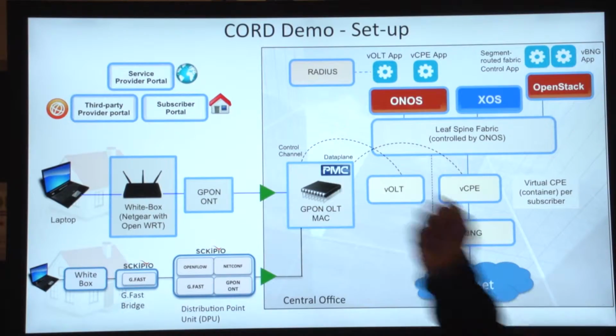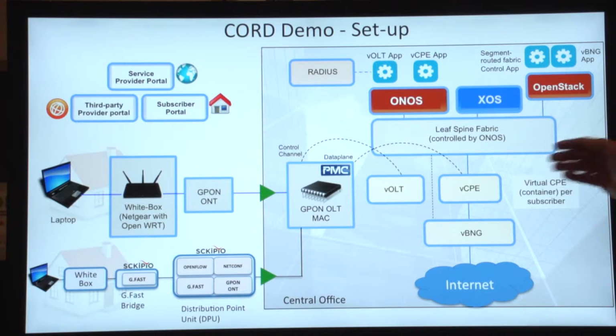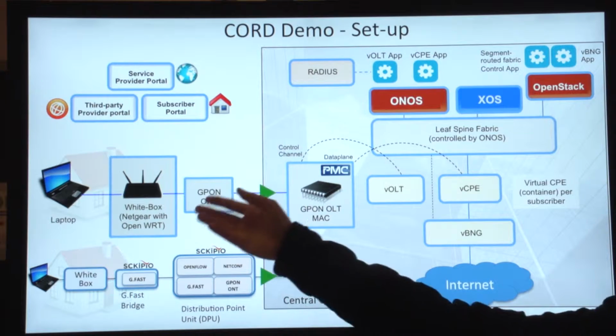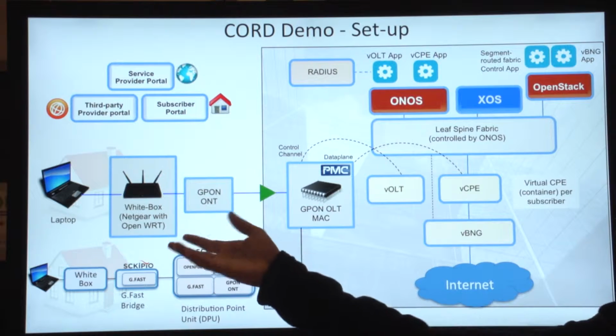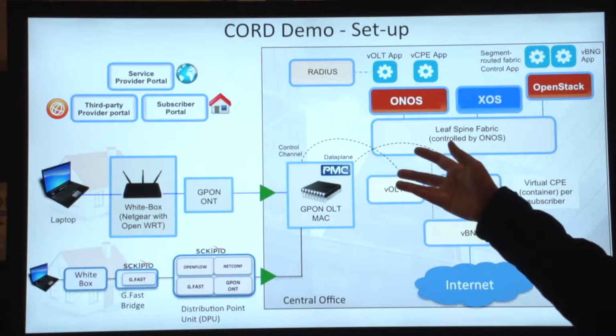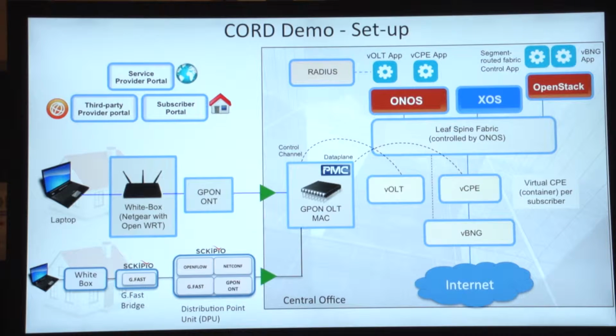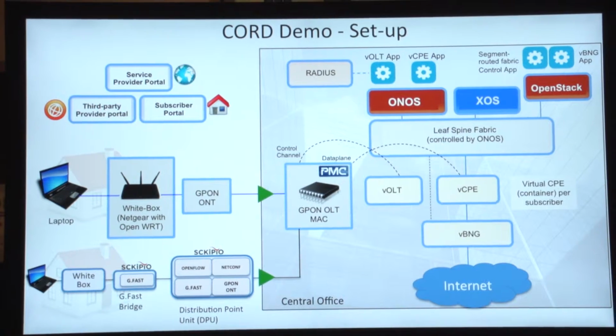Then we have a virtual CPE, which is the CPE for the white box. And then we have a vBNG, which connects the subscriber to the internet. So when the home premises equipment comes up, it authenticates against the system, and we authenticate against Radius. And from Radius, we get all the information that allows us to provision the network for the subscriber.